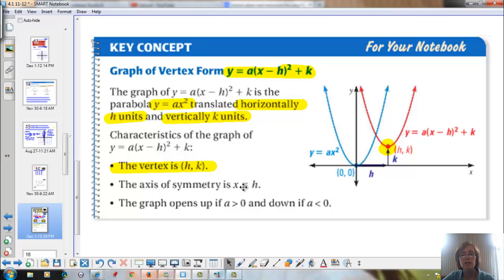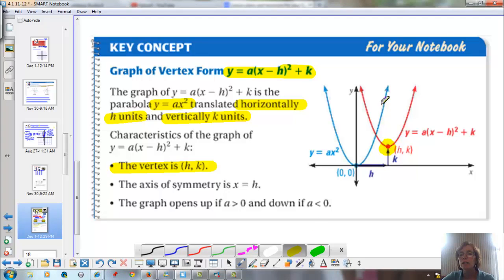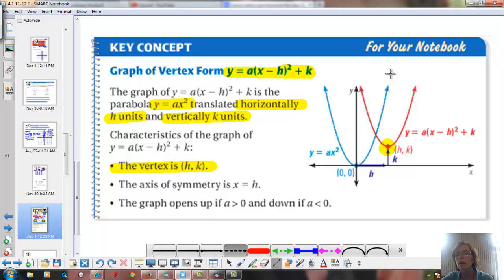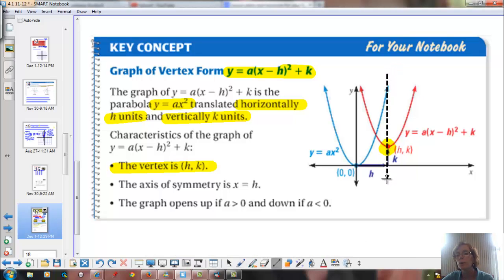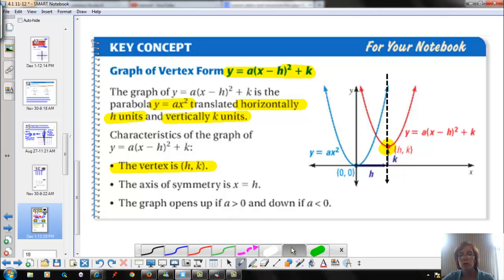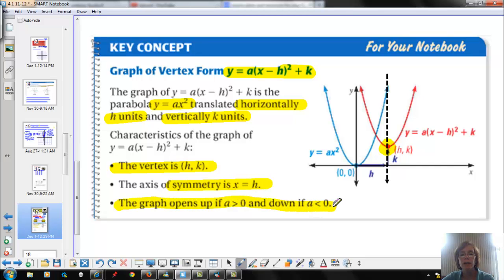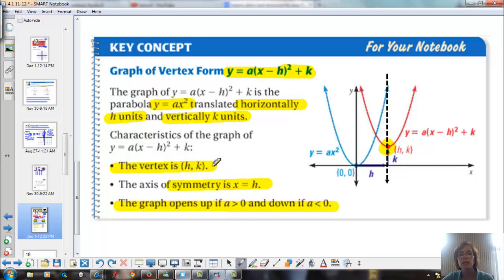And the axis of symmetry is going to be x equals h, and so that's going to be a vertical line that goes right through the vertex. In addition to that line of symmetry, we can tell whether the graph opens up or down, again, if that leading coefficient a is positive or negative. So there's the a value right there that we would be looking for.